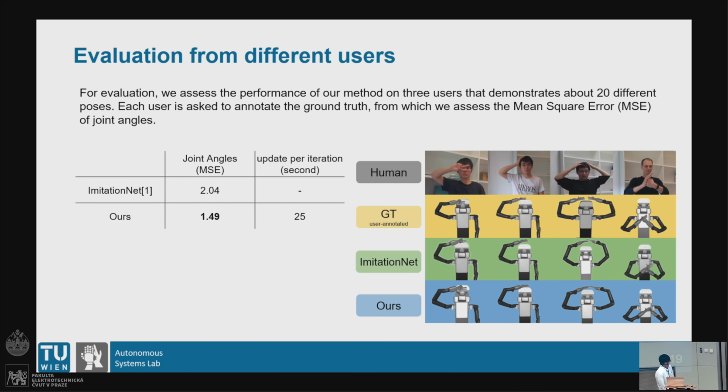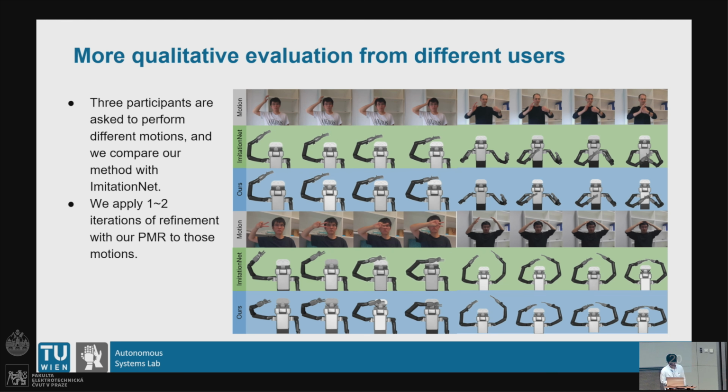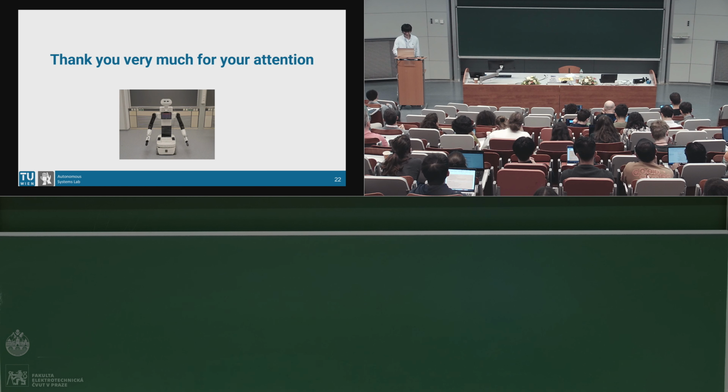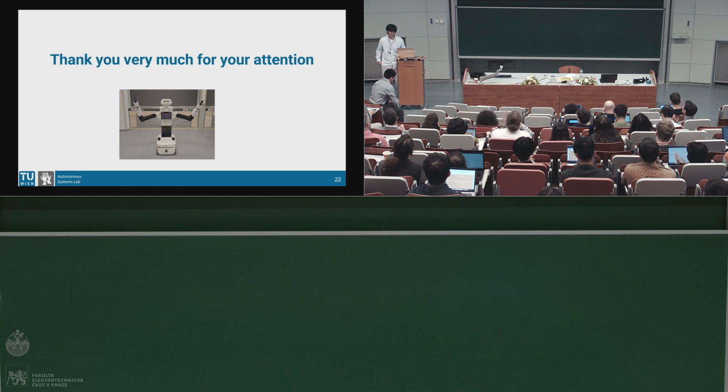And we asked 3 users to perform 4 motions, and then we evaluate. We let each user annotate their own pose, the ground truth, and then we evaluate the MSE error. This is our overall result, and this is a detailed result on these 4 motions. Our conclusion is that we introduced this learning-based personalized motion retargeting method to refine the motion retargeting based on human feedback. And our framework is very responsive, each iteration takes only 25 seconds. And we also evaluated on 3 participants. Thank you very much for your attention. I'm ready for questions.